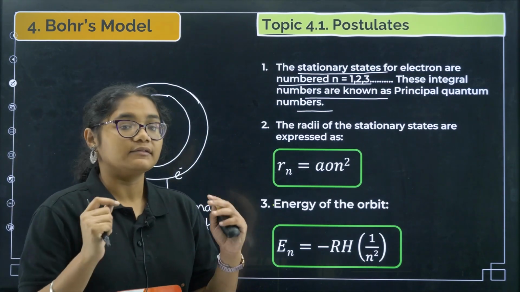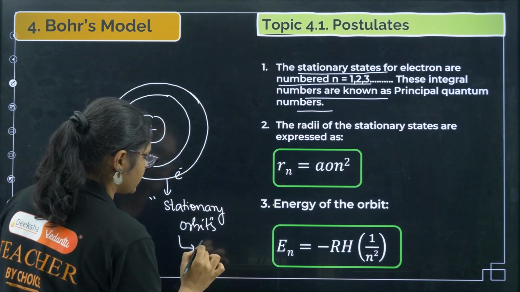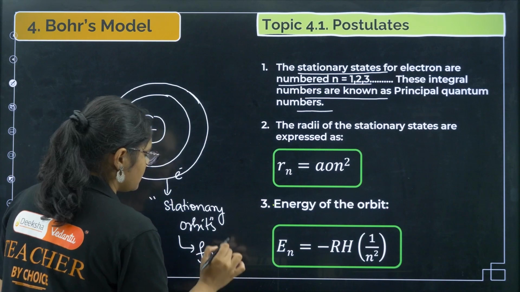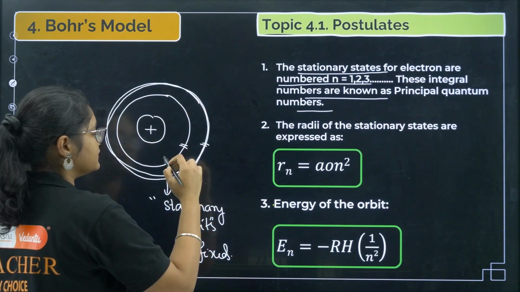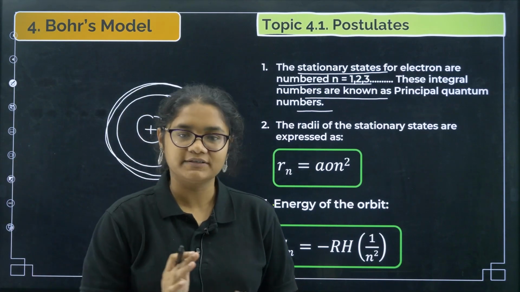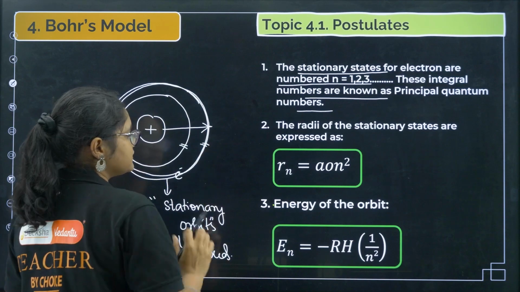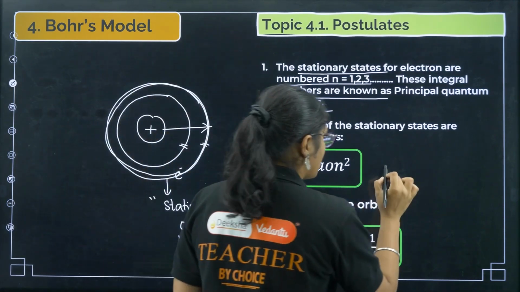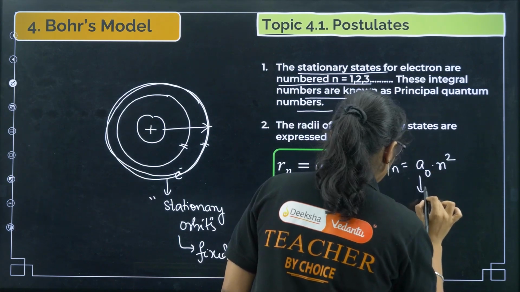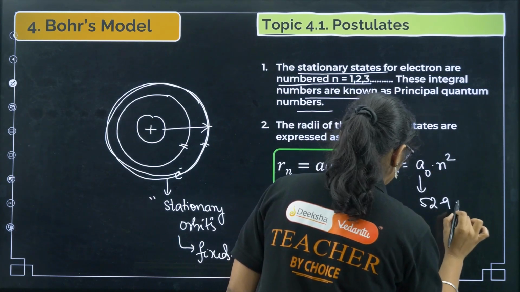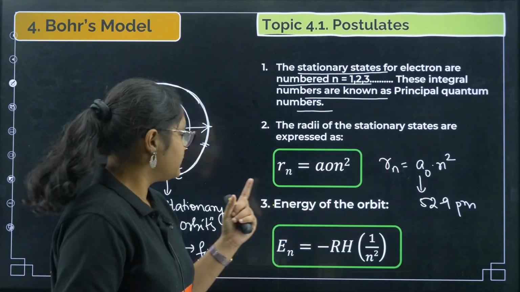But the point here is the energy of this stationary orbit is fixed. The energy of these orbits is fixed, and electrons revolve around these orbits only. Next point, we can calculate the radius of this orbit. There is a formula, the formula is Rn is equal to a naught into n square. This a naught value is 52.9 picometer.